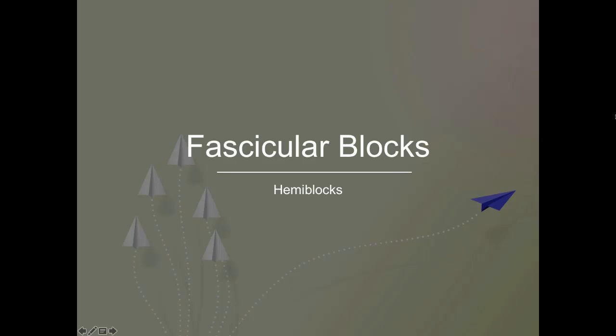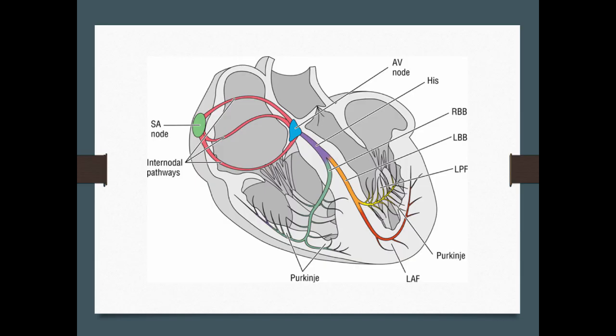Let's have some fun with fascicular blocks. You might also hear these referred to as hemiblocks, but we're going to get into the anterior fascicle and the posterior fascicle and how we block those off and how we can see those on the 12 lead. So your fascicles come off of the left bundle branch, and we have a left posterior fascicle and a left anterior fascicle.